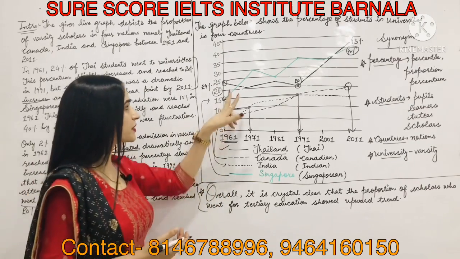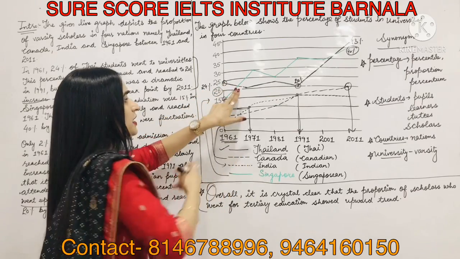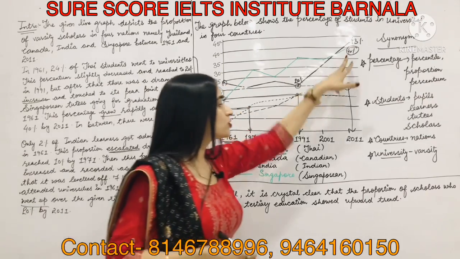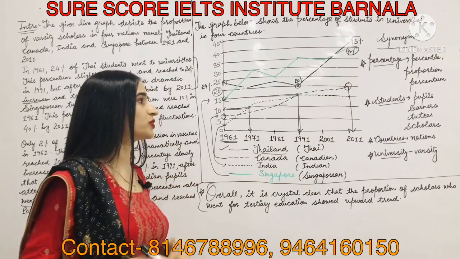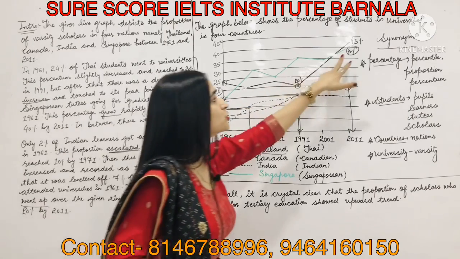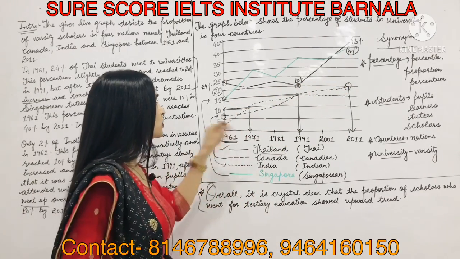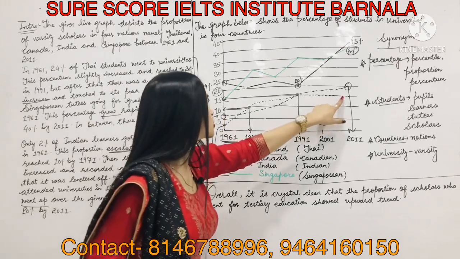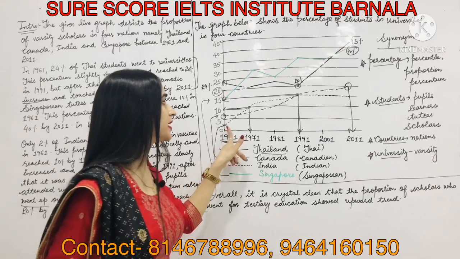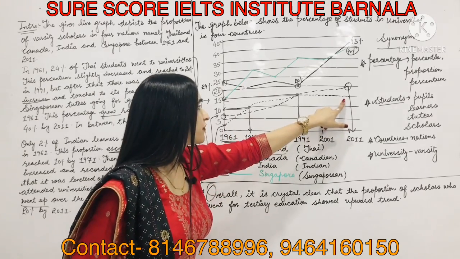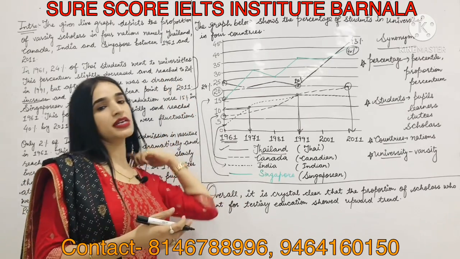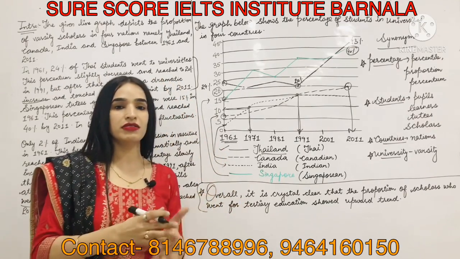So let's check. First let's start from Thailand. The percentage of Thailand in the initial year was around 24. After that, in 2011, it went to 43%. So that means there was an upward trend. Now check the second one, again 15 to 40%, upward trend. Now the third one, from 7% to 15%, again upward trend. And the last one, from 2%, it reached, sorry, that was 15, and in this case that was 20.